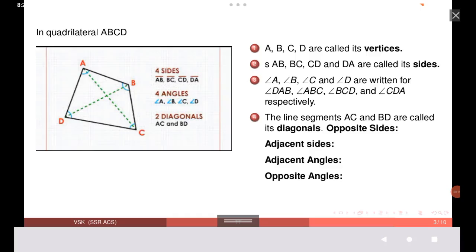So suppose this is the quadrilateral, जिसको हिंदी में चतुर्भुज भी बोलते हैं, ABCD. Here AB, BC, CD and AD are called the sides. There are 4 sides. Then there are 4 angles: angle A, angle B, angle C and angle D. And there are 2 diagonals.